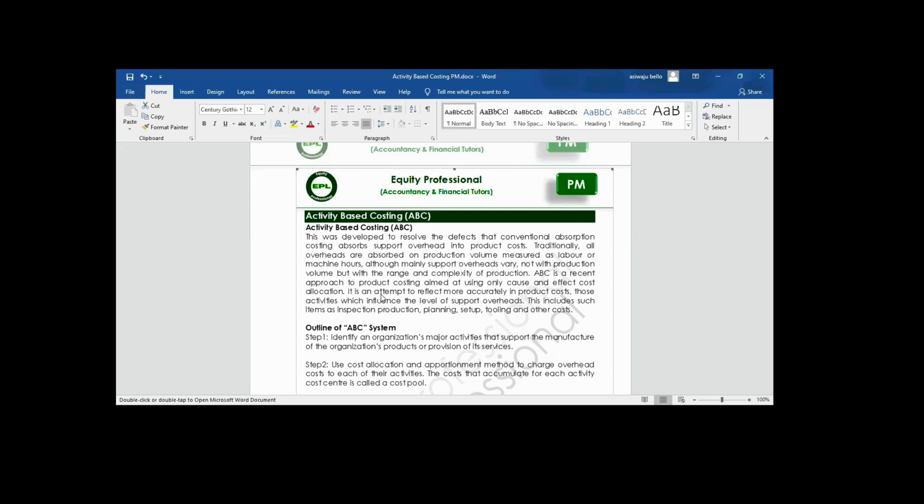It is believed that activity-based costing will result in appropriate product costing, because overhead costs will be accounted for and shared to products based on the activities that have given rise to the overhead. These activities are called cost drivers.